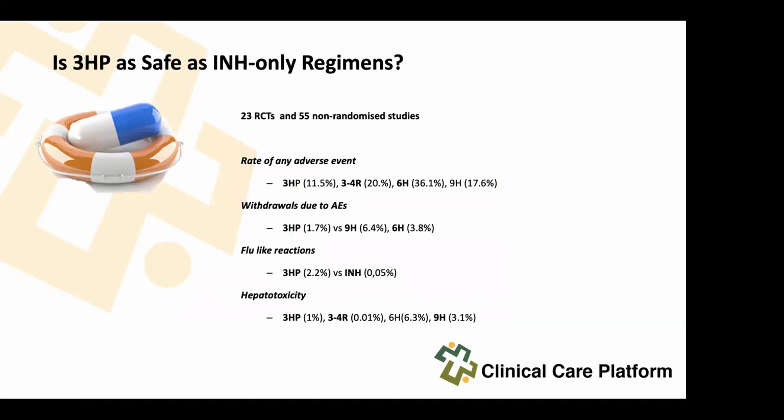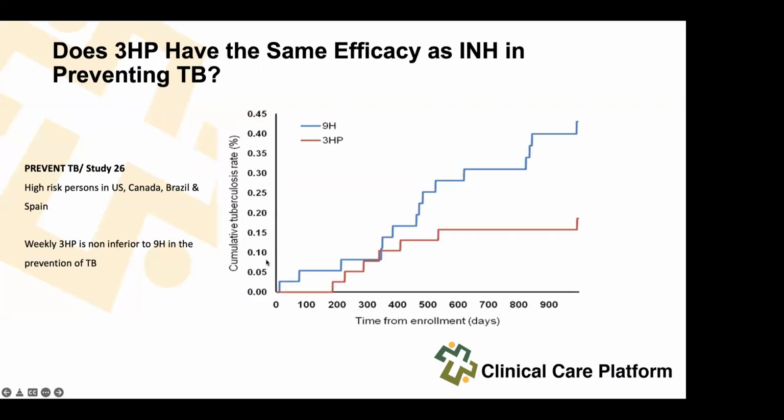So there's a question, is 3HP better than INH? And the answer is yes, because if you look at the overall adverse event rate, 3HP has the lowest of all the possible TB preventative regimens. Even stopping because of adverse events, it has the lowest. Unfortunately, some patients do present with a flu-like syndrome, but again, when you look at liver toxicity, it is less than 1%. So overall, it is a better drug.